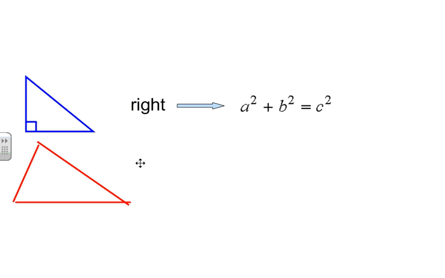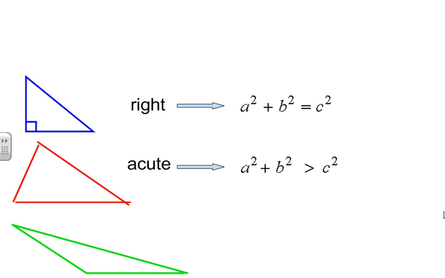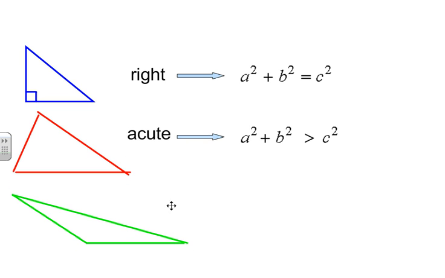So again, let's take a look at that one more time. We're talking about a right triangle, and the theorem applies as a squared plus b squared equals c squared. When we take a look at an acute triangle, the sum of the legs, once they're each squared and added together, will be larger than the square on the hypotenuse side. With an obtuse triangle, the sum of the legs, once they are squared and added together, will be smaller than the hypotenuse.